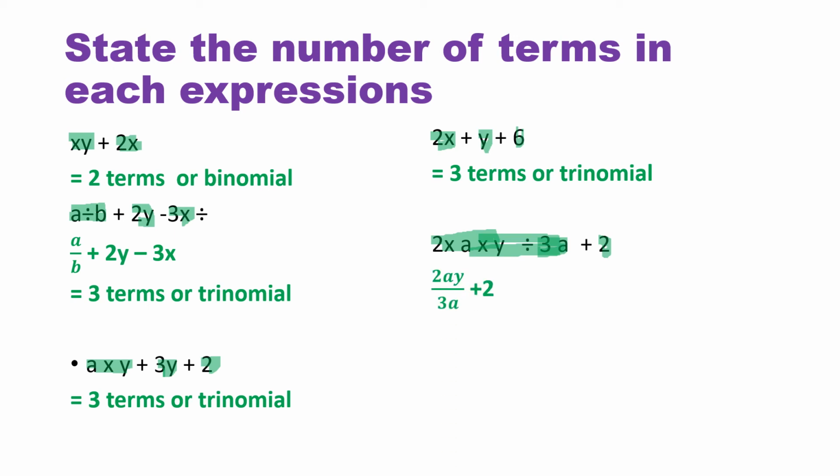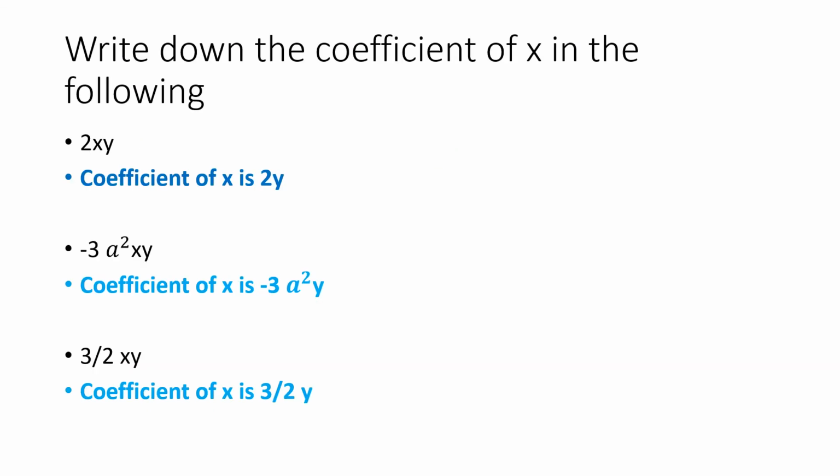So I'll show you how to write it. 2ay by 3a and plus 2. So how many terms are there? It might seem that there are many terms, but it is only two terms. So it is a binomial. Understood? So here multiply and divided sign you have to put together and you will take it as one term.